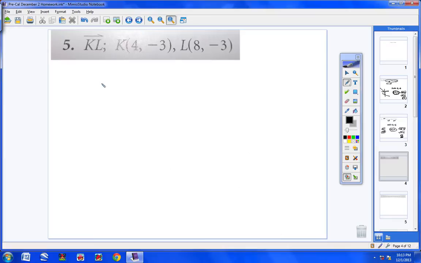Number 5, we have vector KL, and so K is my initial point, L is my terminal point, so we take our terminal point, 8 comma negative 3, and we subtract our initial point, which is 4 comma negative 3.